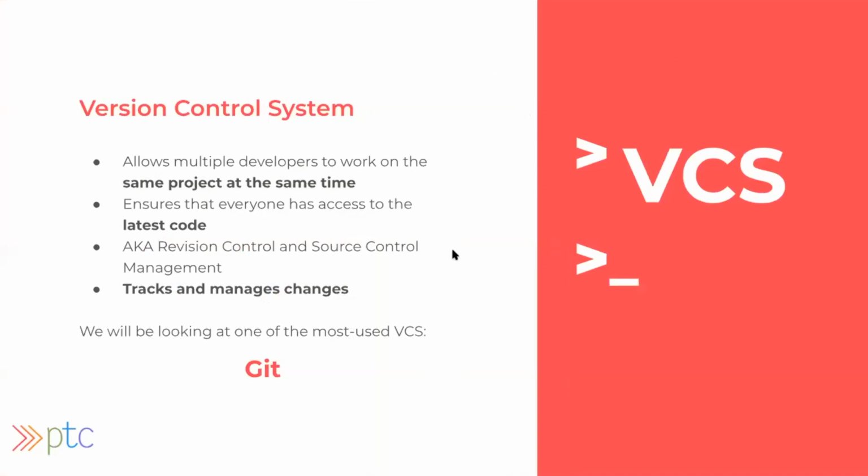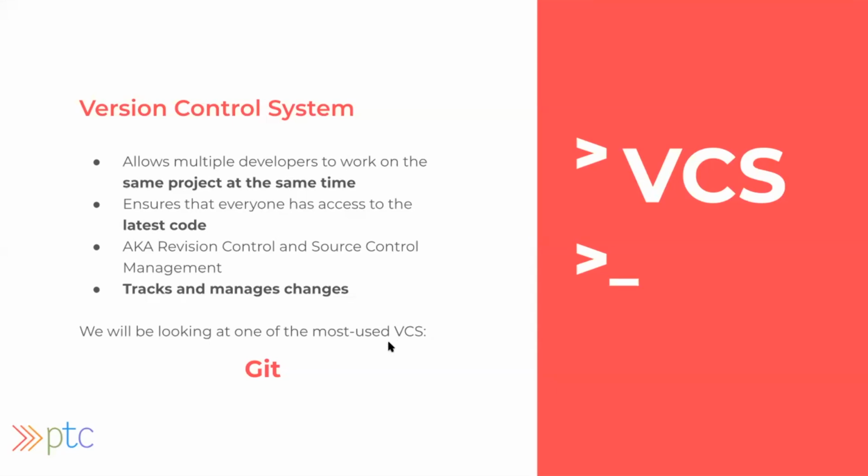So what's a VCS? VCS is an acronym of version control system. It allows multiple developers to work on the same project and manage the change over time. These systems are critical to ensure that everyone has access to the latest code, and are also known as revision control and source control management. It is a software utility that checks and manages change to a file system, such as addition, deletion, and modification, applied to files and directories.